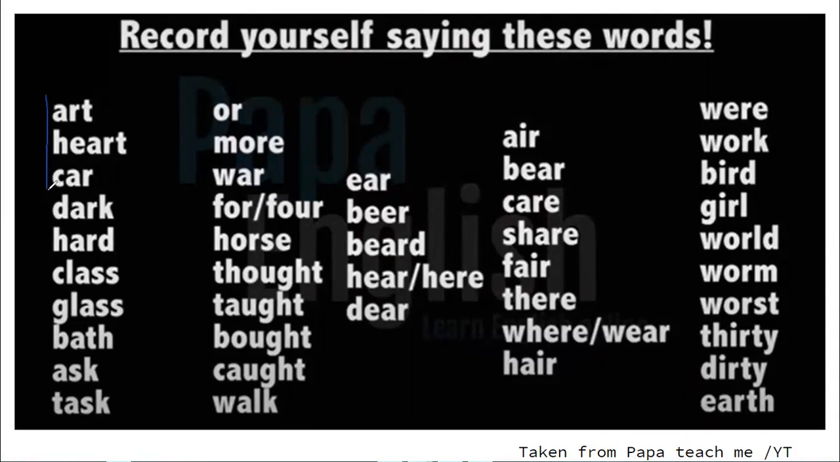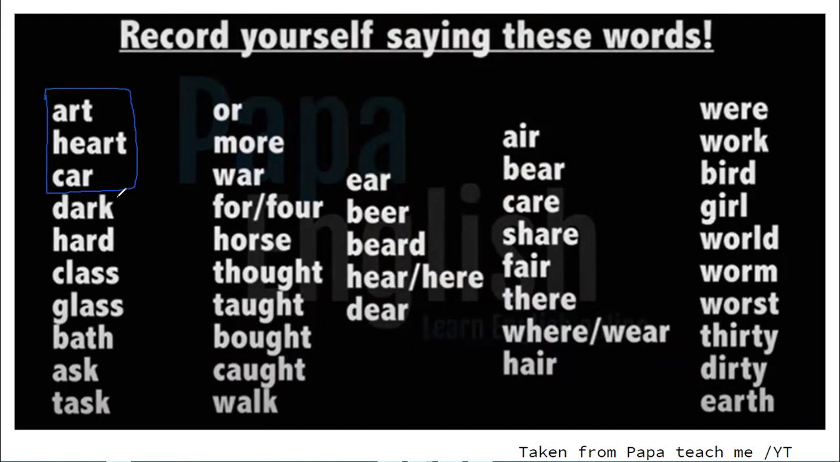Okay. Can you go and have a try with this? Can you pronounce this word, please? I will try. Art. I don't know how to pronounce heart very well. Heart. No. I don't remember. Car. Okay. Thank you. Then we have.